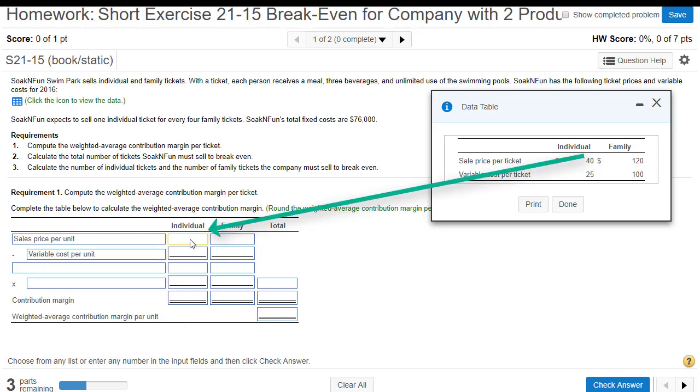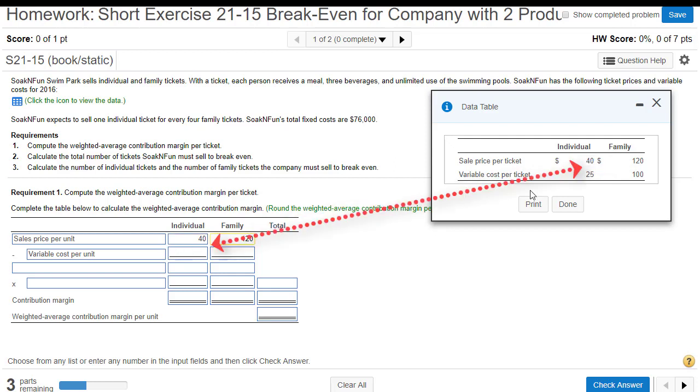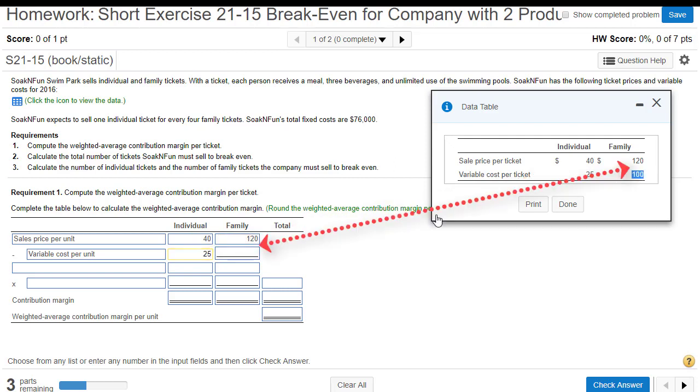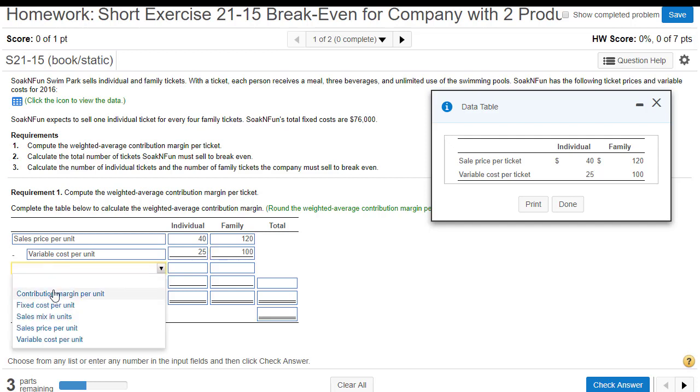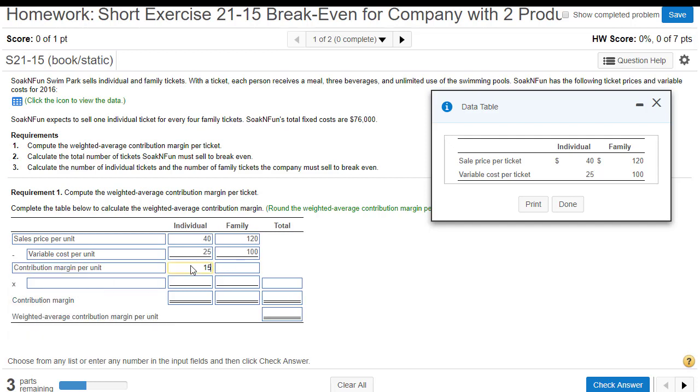So the individual ticket, the sales price is $40. And for the family ticket, the sales price is $120. And then the variable cost for the individual is $25. And for the family, it's $100. So once you subtract the variable cost from the sales price, that gives us our contribution margin per unit. So we get $15 here and $20 here.